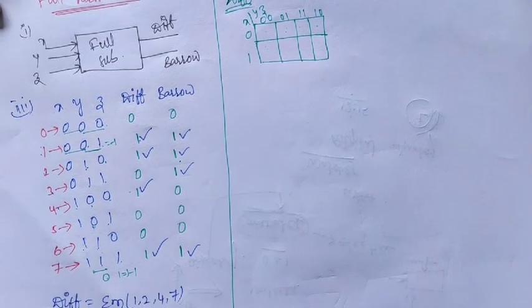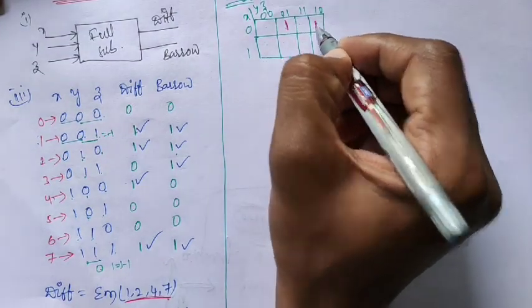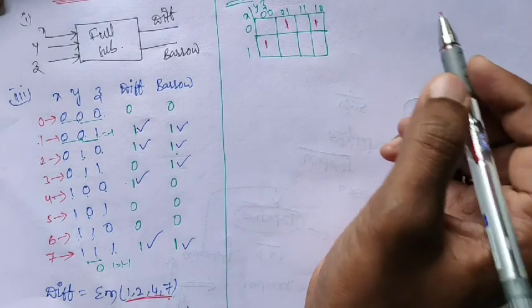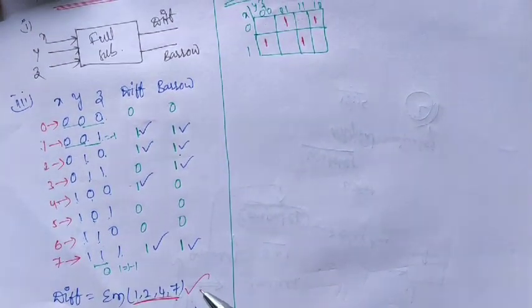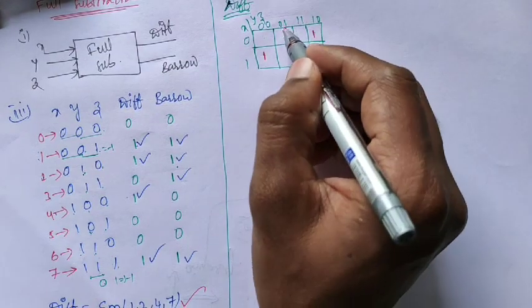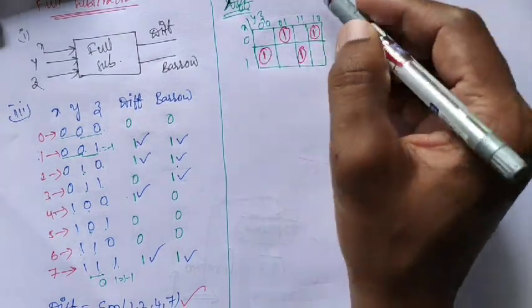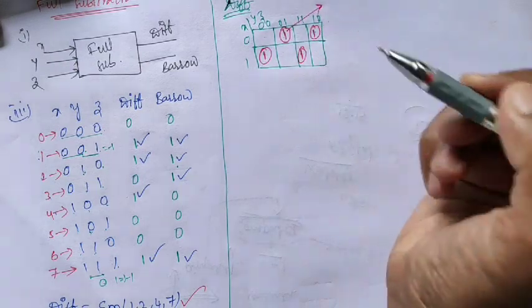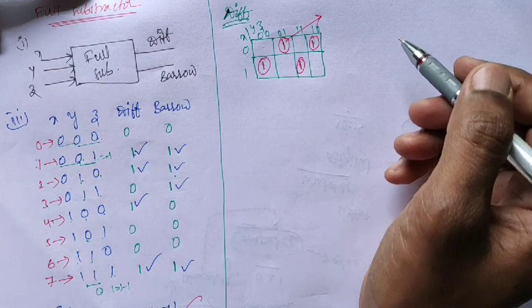That means these positions 1 2 4 7, the difference is 1 2 4 7. Here is the 1, this is the 2, next 4, next one is 7. Okay, 1 2 4 7. So here there is no adjacent term, so you can write each individually. It's the same as the full adder carry and full adder sum.